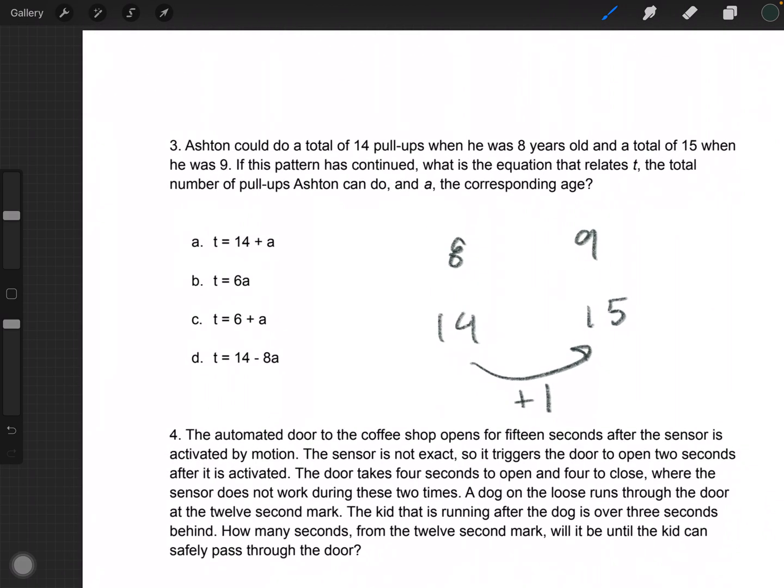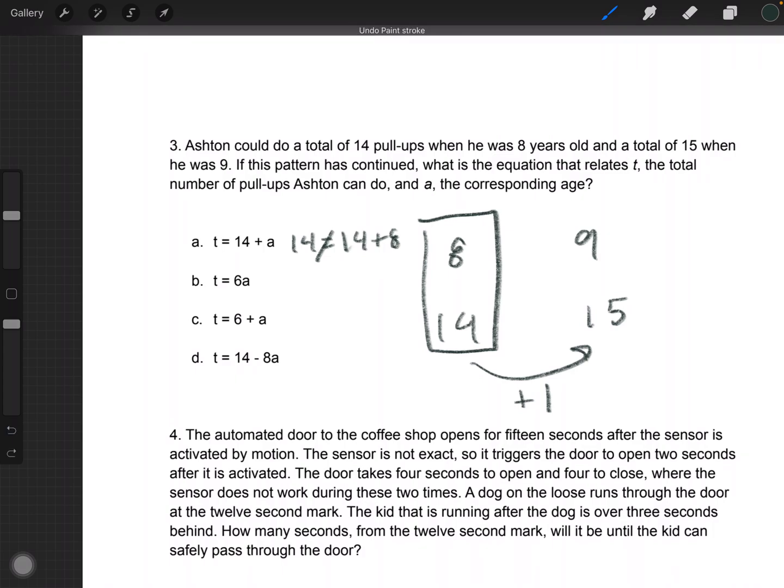Now, we can just plug into each one of these equations and see if it is accurate. So in the first one, let's just use this case as an example. If we plug it in and this is true, then we know that that is the correct answer. So T equals 14 plus A. So T, total number of pull-ups, equals 14 plus 8, which is not true.